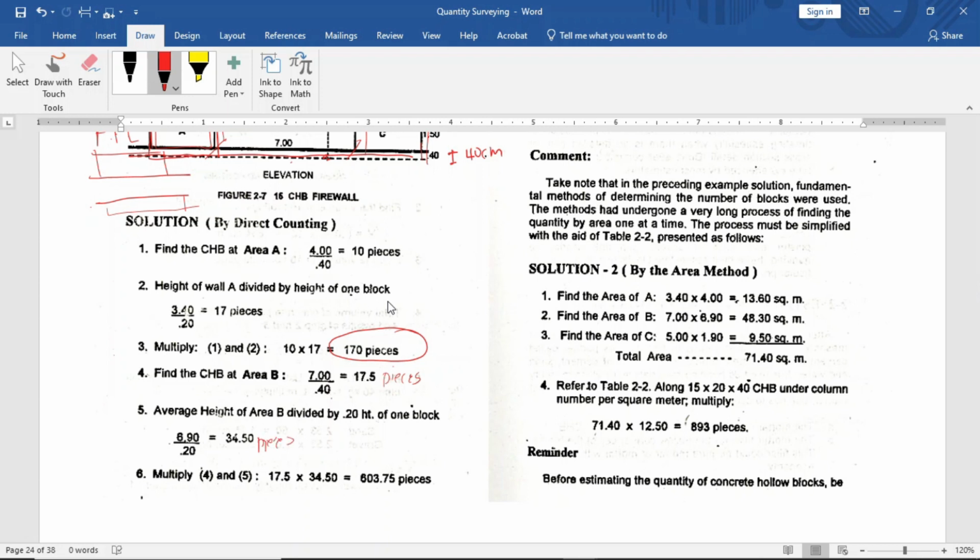So tulad lang natin kanina, times lang natin yung length tapos yung height. Tapos 17.5 times 34.5 is equal to 603.75 pieces.